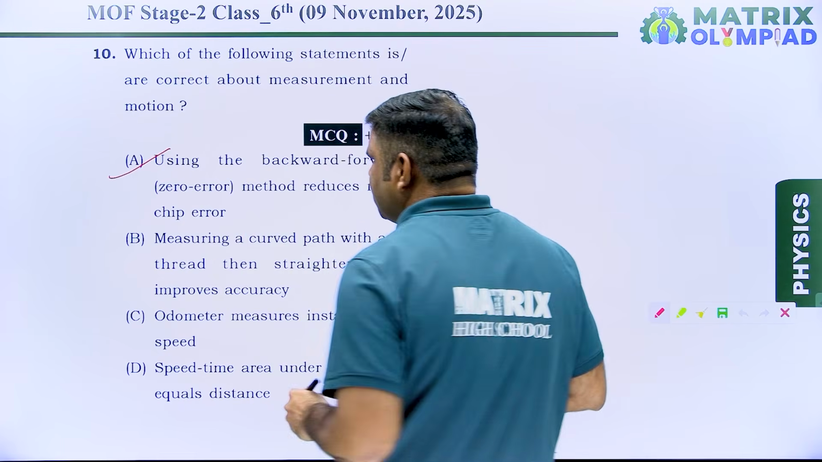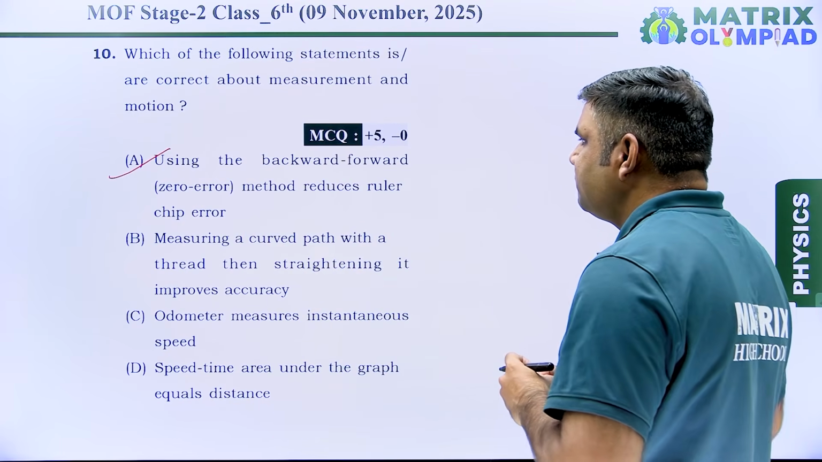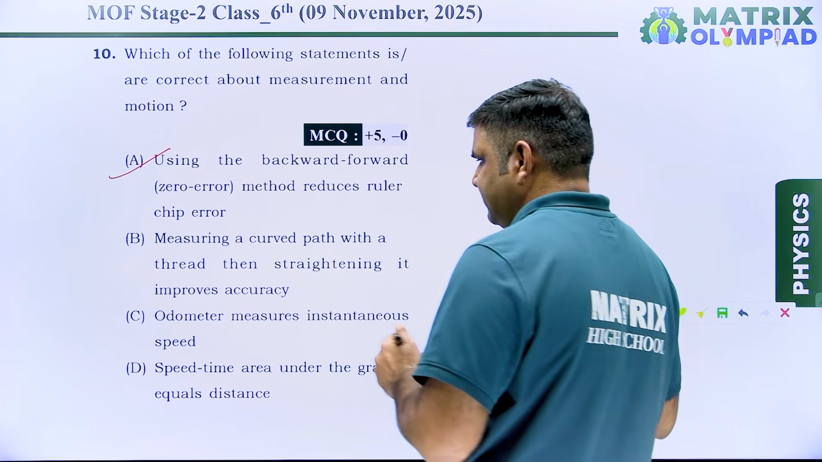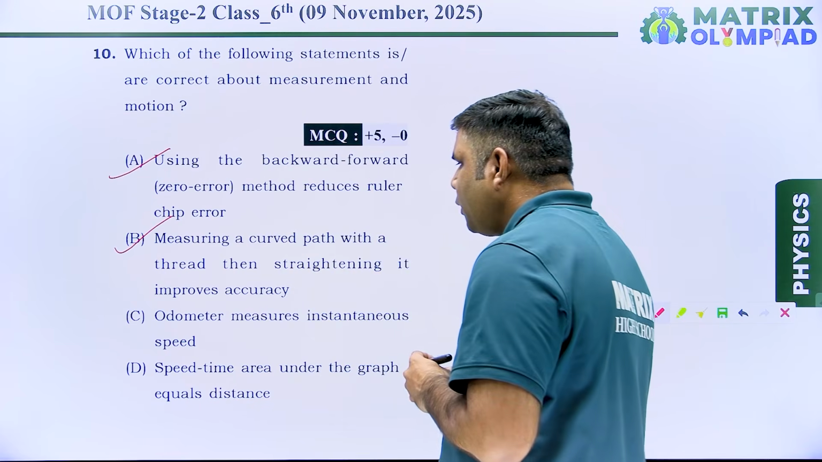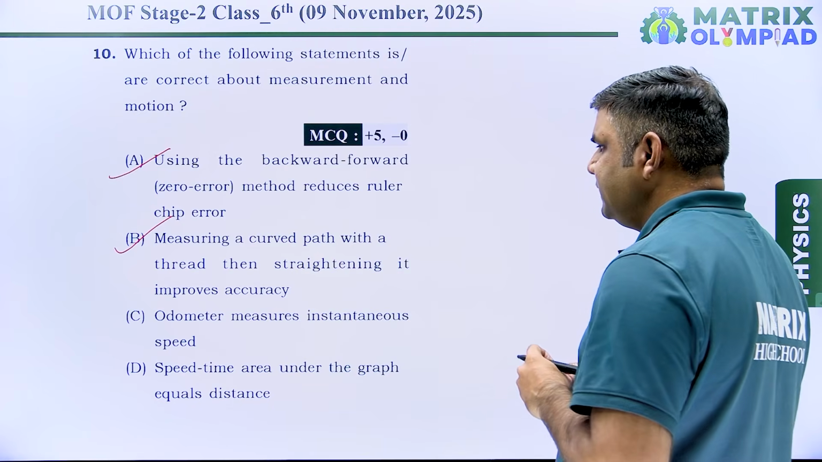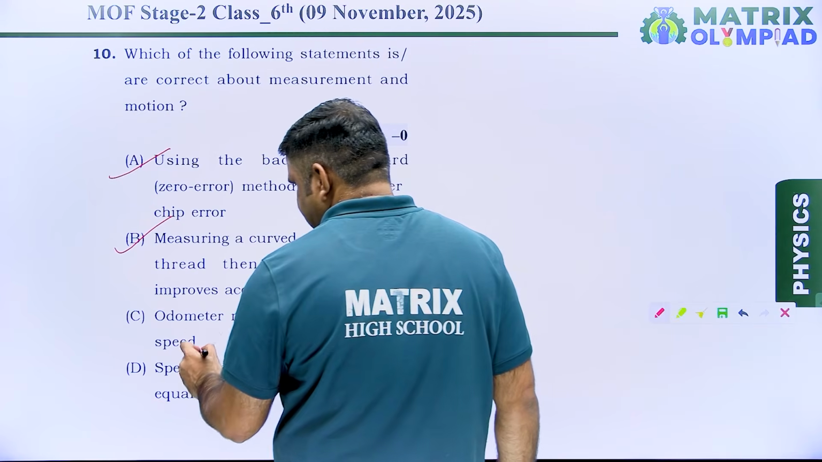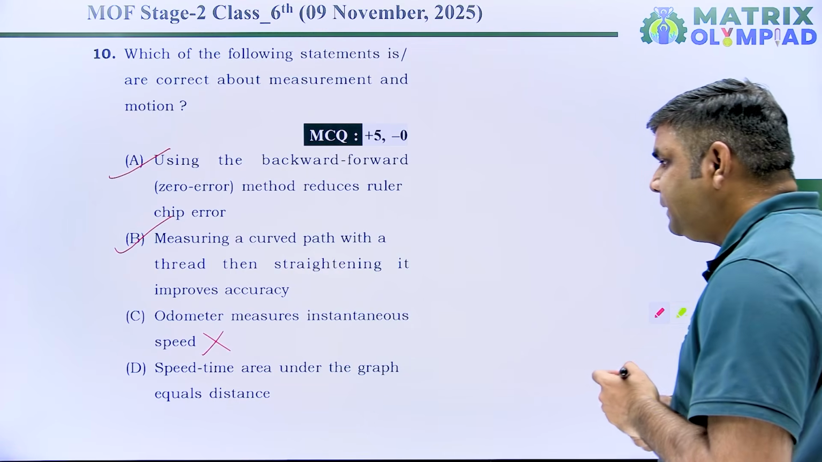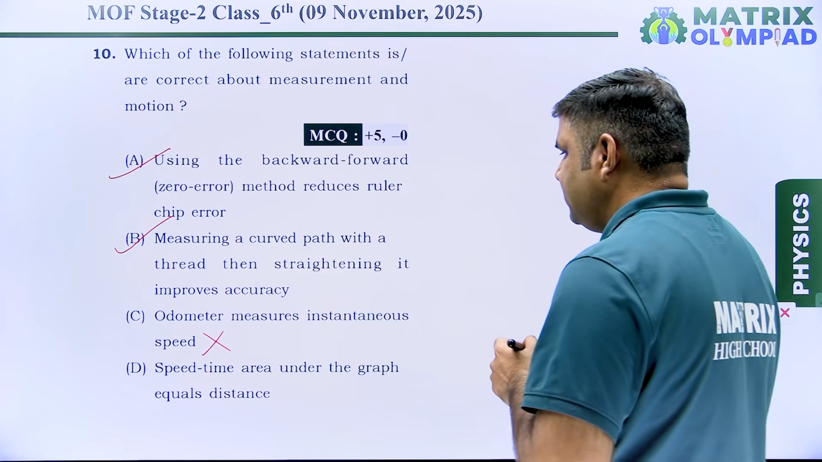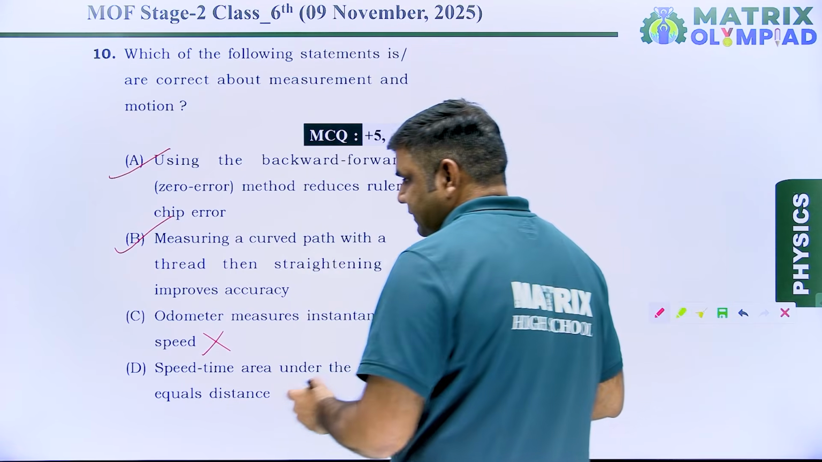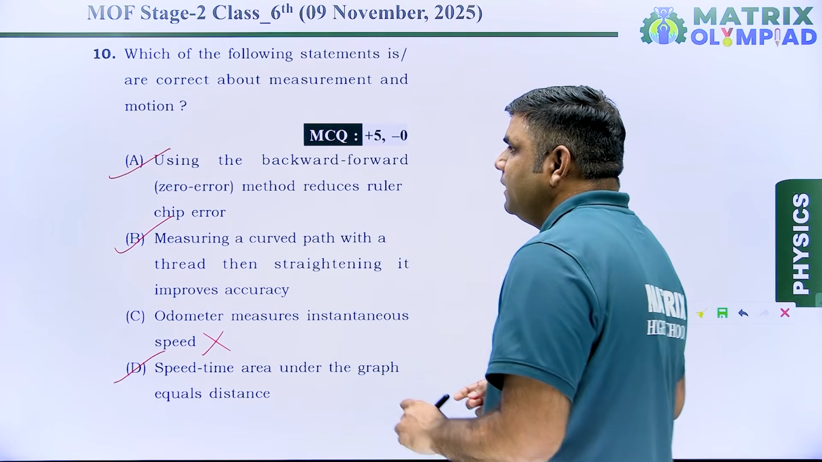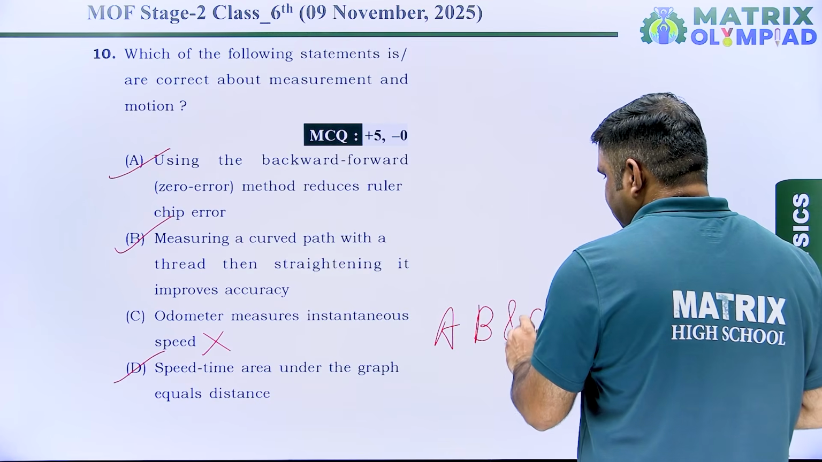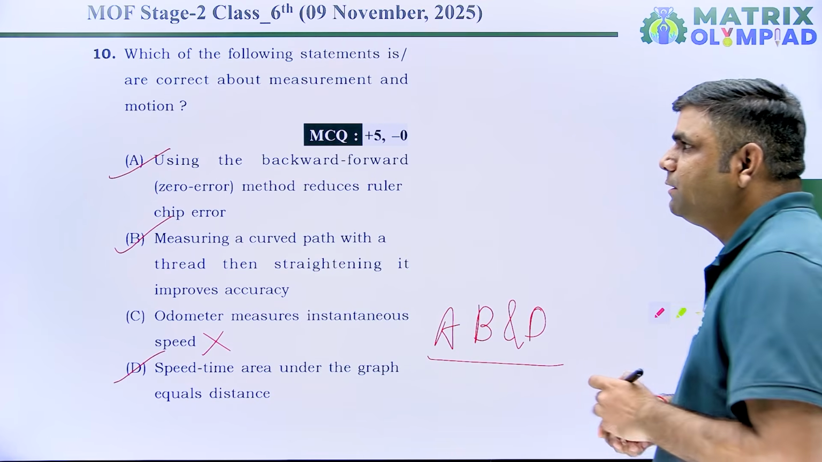Yes, it is true. Measuring a curved path with a thread, then straightening it, improves accuracy. Yes, it can be. Odometer measures instantaneous speed. No, odometer is a device which is used to measure distance traveled. Speed-time graph area under the graph equals distance. Yes. So the correct options are A, B and D for question number 10.